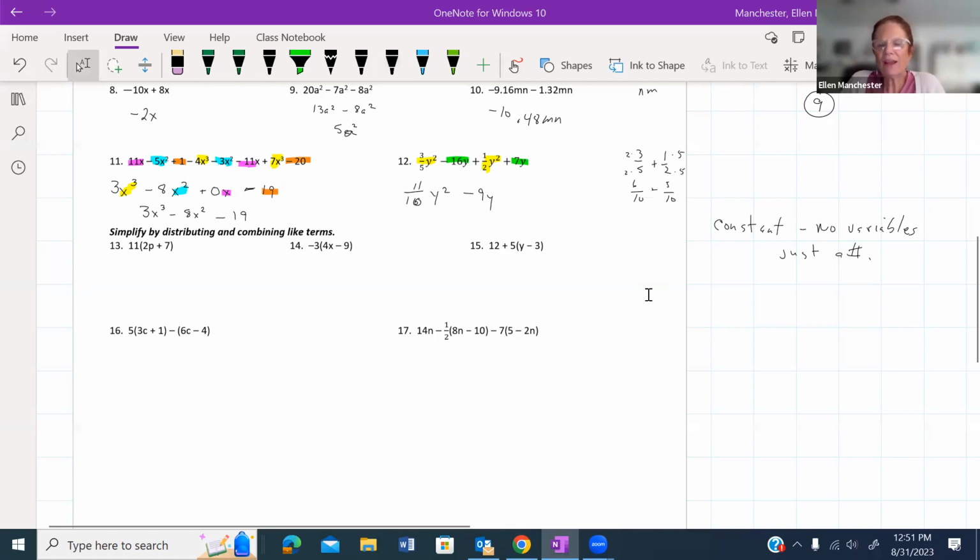Oh, how did I add the fraction? So the fraction was added by getting a common denominator, right? We had 3/5 and 1/2. So I multiplied my denominator just like I did before. So 5 times 2 is 10. So I multiplied the 5 by 2, so I have to multiply the 3 by 2. I multiplied the 2 by 5 and I had to multiply the 1 by 5. Okay.